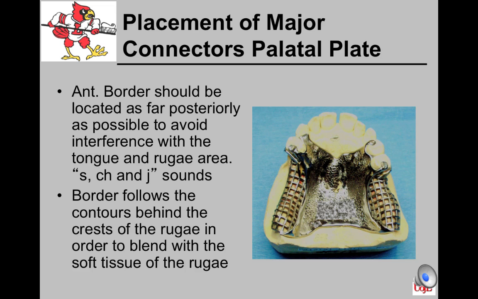When some of the premolars are present and you have indirect retention on either the canine or the first premolar, the anterior border can dip away from the anteriors. It should be located as far posterior as possible to avoid interference with the tongue and the rugae area, so that the patient can make his S, CH, and J sounds without interference. The anterior border follows the contours behind the crest of the rugae, so that the border blends into the soft tissue of the rugae and makes the border less noticeable to the patient.